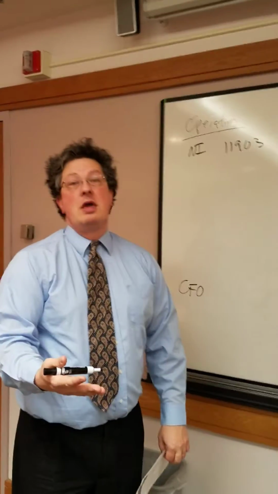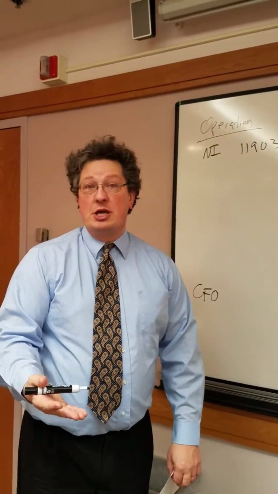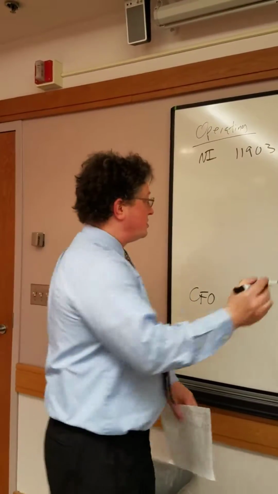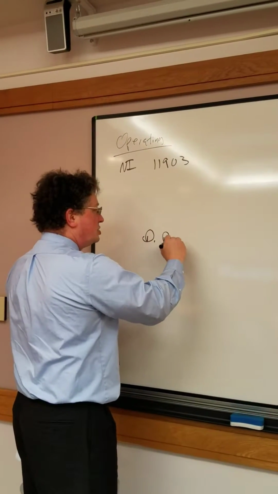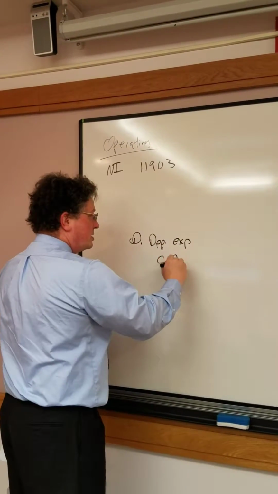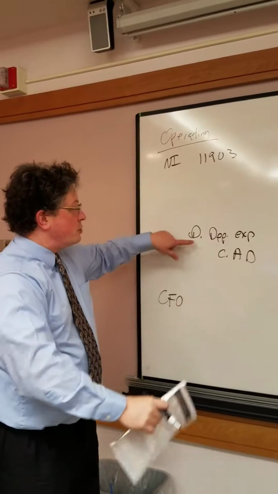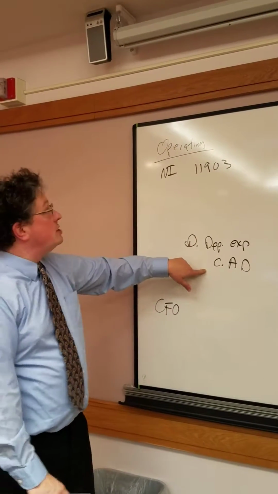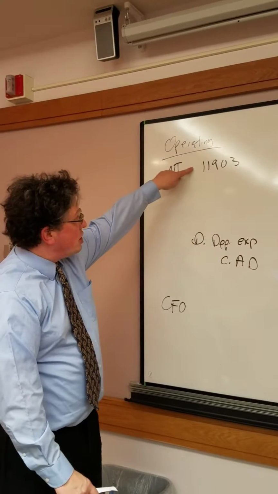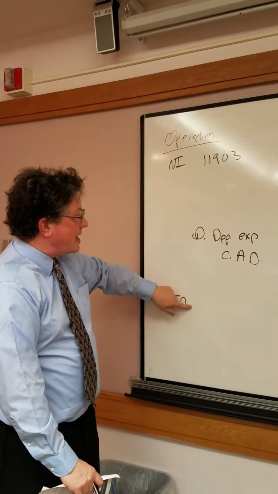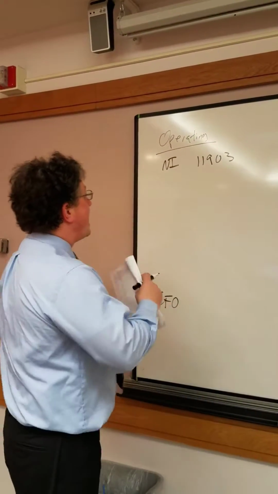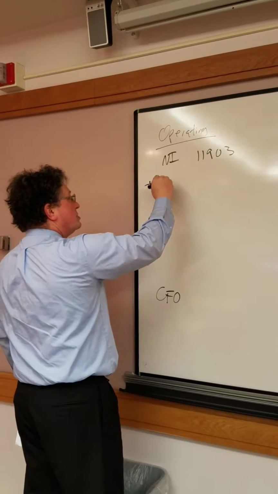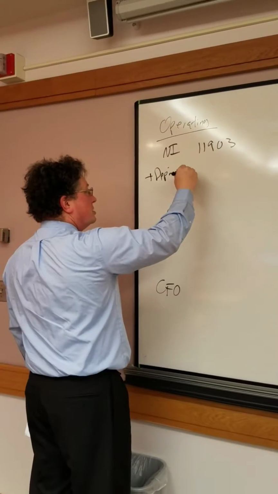The first thing that we always think of is depreciation. Depreciation expense is this: debit depreciation expense, credit accumulated depreciation. Here we see net income going down, but it's not cash, right? So we need to make an adjustment to go from net income to cash. So we're always going to add back our depreciation and our amortization.